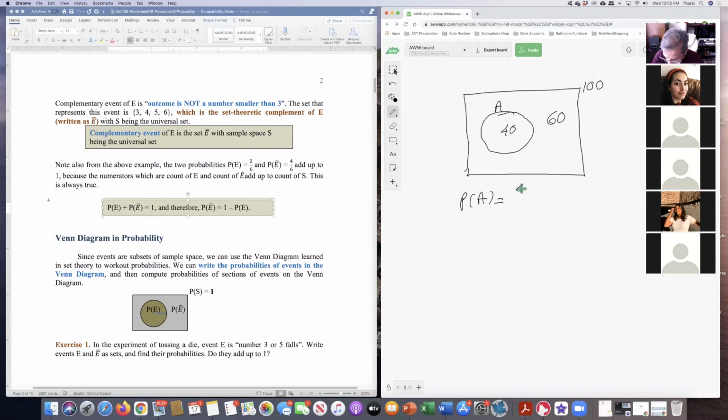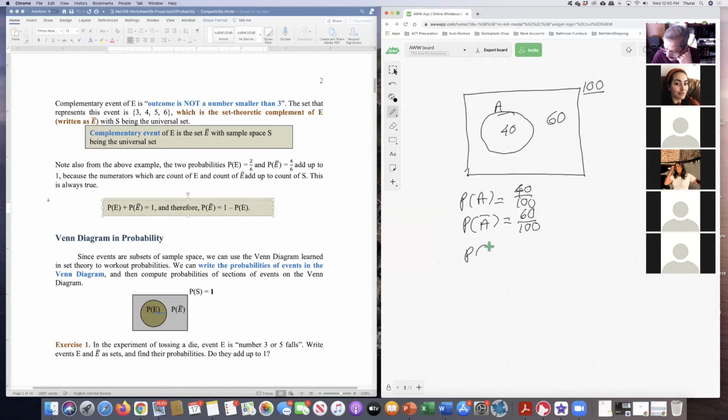40%. Right, 40% or 40 over 100. Let's try it as a fraction. There are 40 elements in the event and 100 elements in the sample space, so 40 over 100. And the probability of the complement, A bar, is 60 over 100.